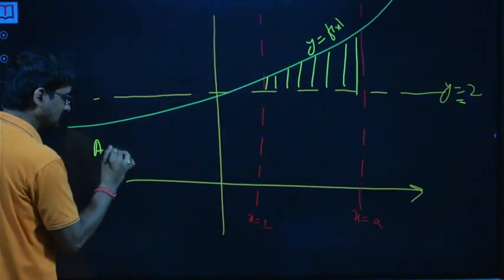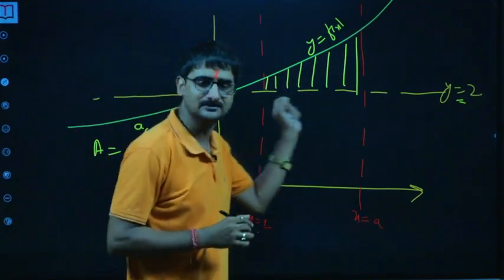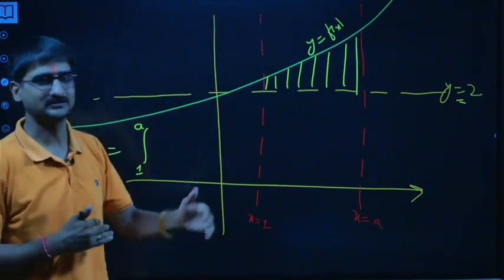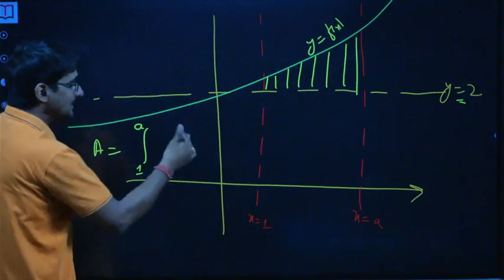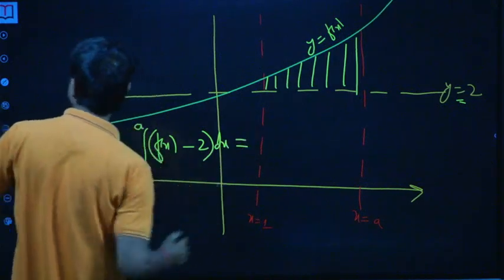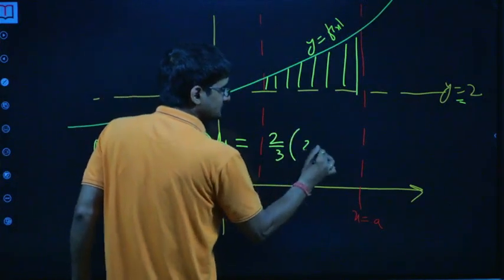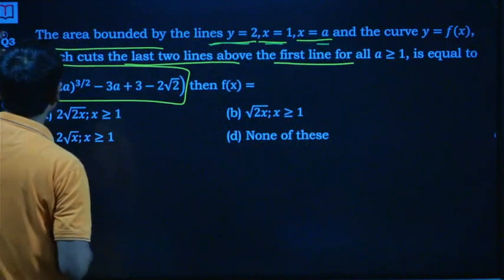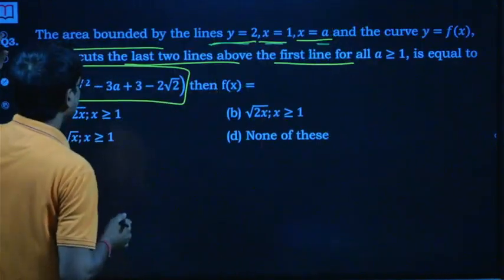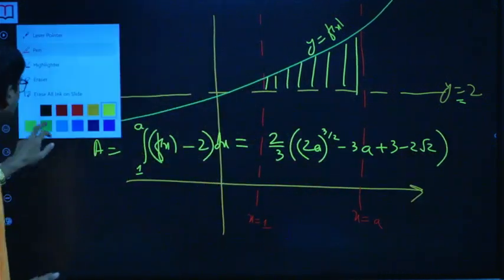So the expression of area is from 1 to a, the limit over the x-axis, the stretch of the region along the x-axis is from 1 to a. So that defines the limit. Upper curve f of x minus lower curve 2 dx. Now this is given to be equal to 2 by 3 times 2a raised to the power 3 by 2 minus 3a, and then plus 3 minus 2 root 2. Fine. Now see, we have to find f of x.